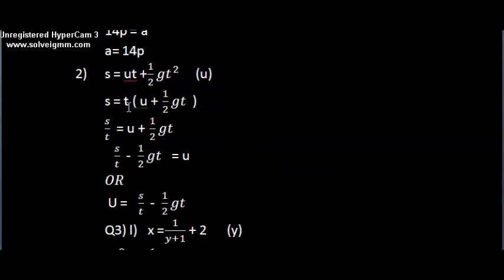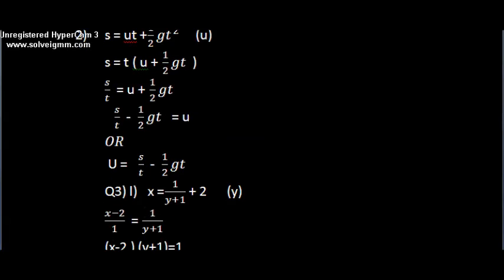Now first of all you will take t to the other side. It will become s over t. Now the expression will become u plus half gt, and you have to find u. So half gt is the extra term with u. So in the next step you will take half gt to the other side. It will become s over t minus half gt, or you can write in this way also, u equals s over t minus half gt. Question number 3 also, it is done by the same way.